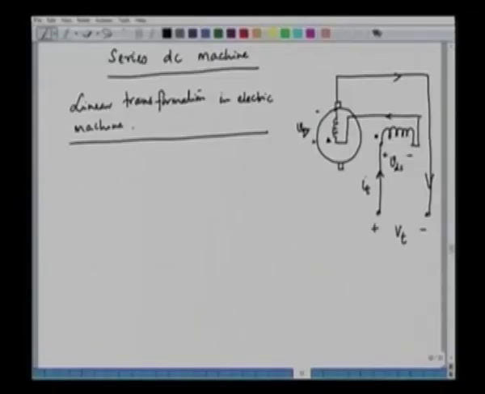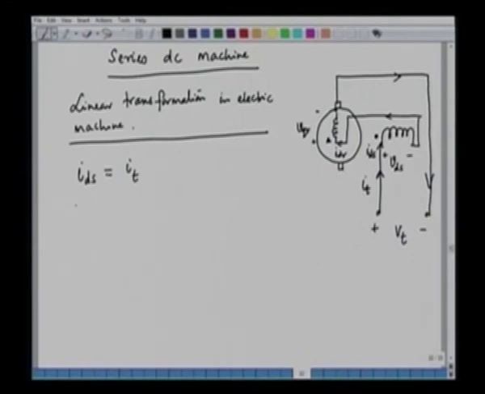Now this series DC machine has been connected like this. The armature is in series with the field winding, and we can write down this equation. Now we have one stator and one rotor. This is our IDS, the D axis stator winding current, and this one is IDR. So we can say that IDS equals IT. Now IT is the terminal current or the machine current, all right.